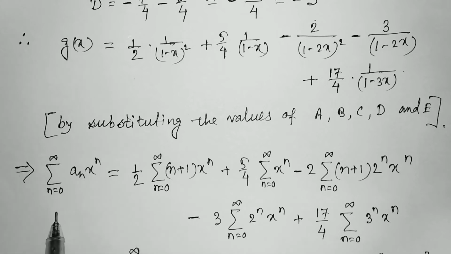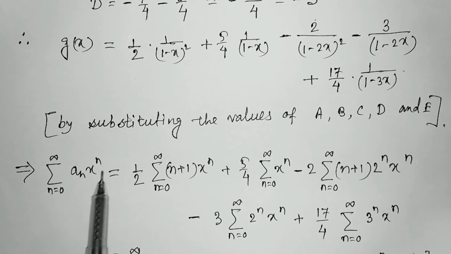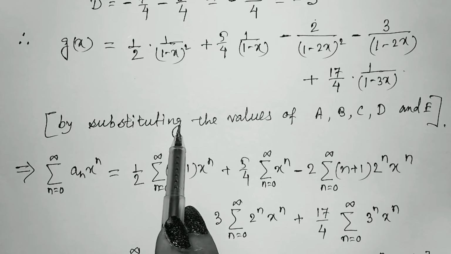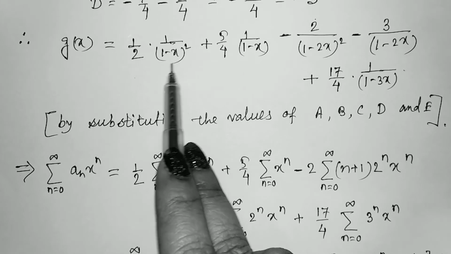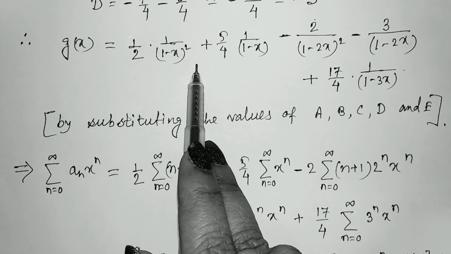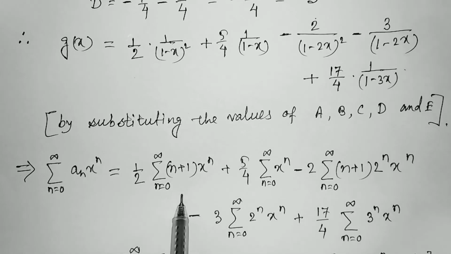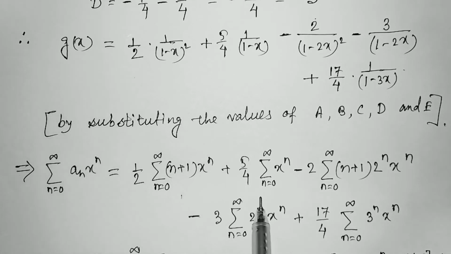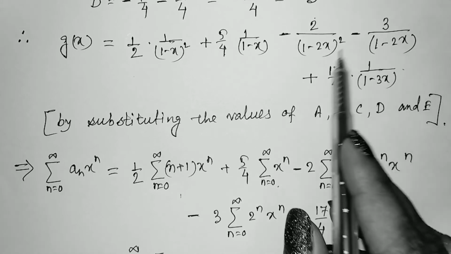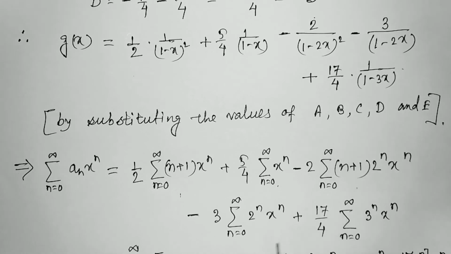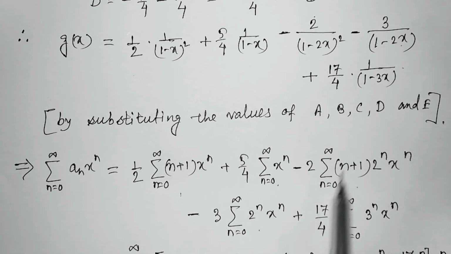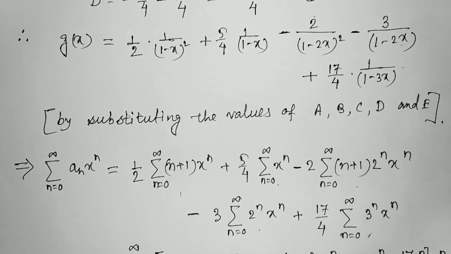So g(x) means, we know, it is the summation of n from 0 to infinity of aₙxⁿ, which is 1 upon 2 times 1 upon (1 - x) whole square. That one can be written in this way. You will find this in the table given in lecture number 13 for the generating function method in the discrete mathematics part. Now for this term we will find this one, for this term we will find this, and for this final one we will find this one.